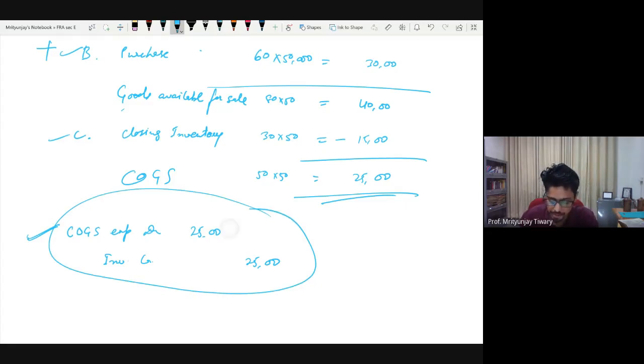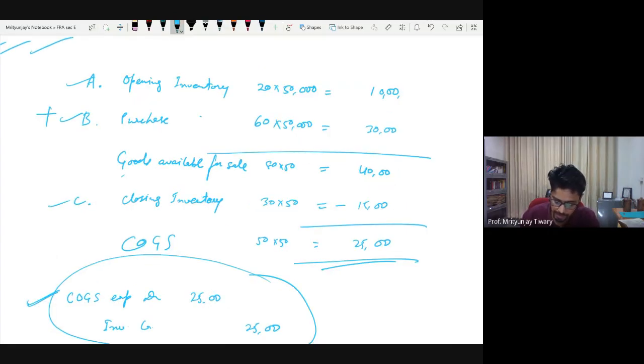What did you need for this? You needed opening inventory, purchases and closing inventory. Opening inventory and purchases are very easily available to you. Opening inventory will be available in your previous year's balance sheet. Purchases will be available in this year's transaction details or even journal entries. So whenever you would be purchasing, you would be doing journal entries, so there also you can take this information. Or simply speaking, the T account of inventory will have all of this information.